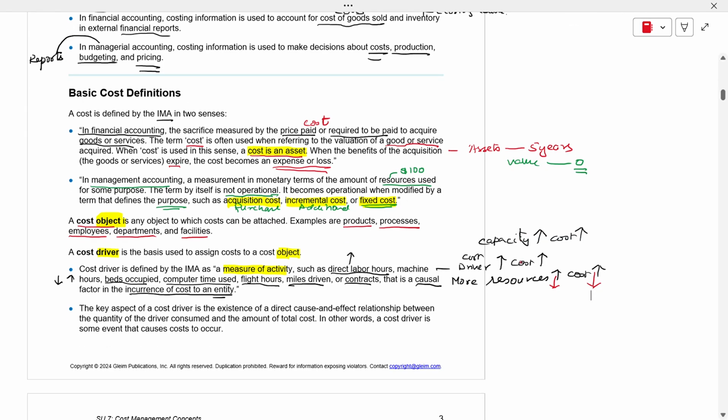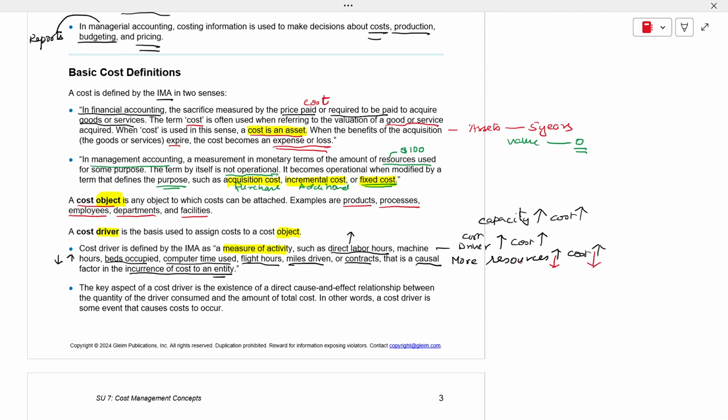Are you clear about this? The key aspect of the cost driver is the cause and effect relationship. If the number of miles increases, cost is increasing. If the number of miles is decreasing, cost will decrease. It has a cause and effect relationship with the quantity of the driver consumed. If the consumption is more, the amount will also increase. If the consumption is less, the amount will also be less. Are you clear about this? Very simple, very detailed. Understand, that's the most important.